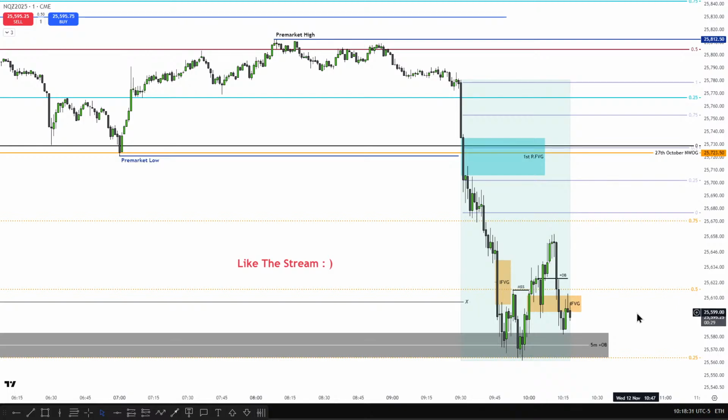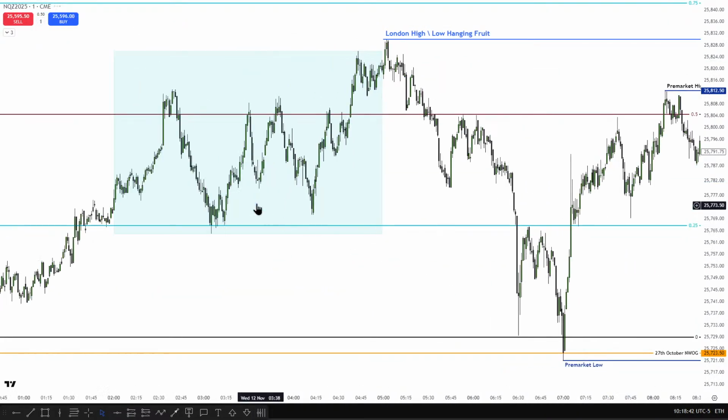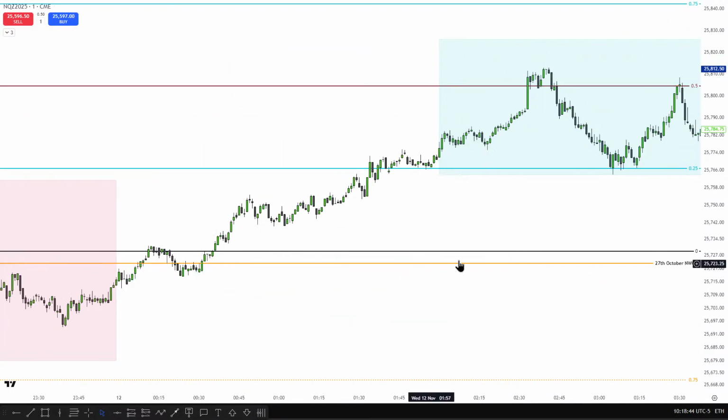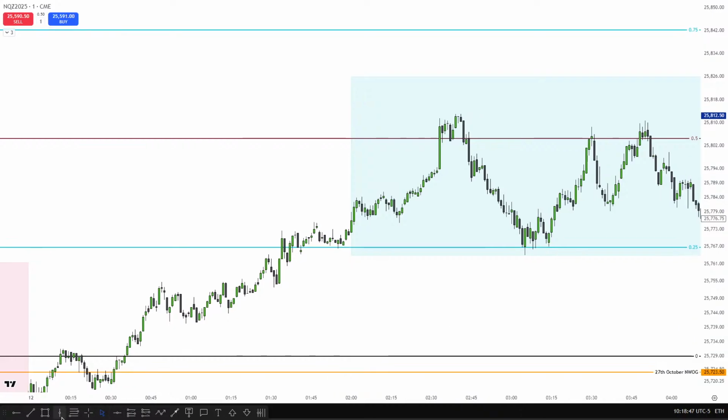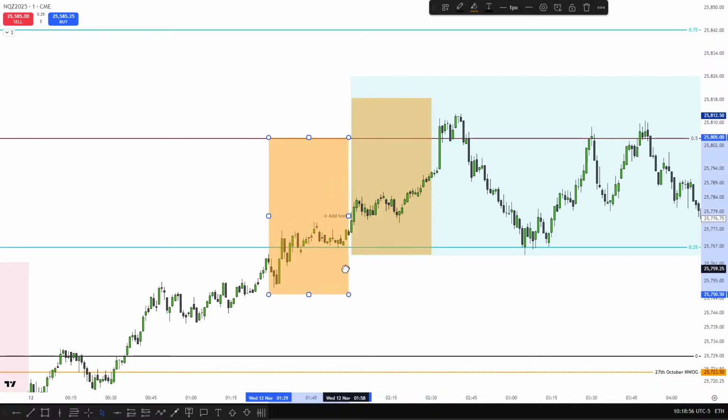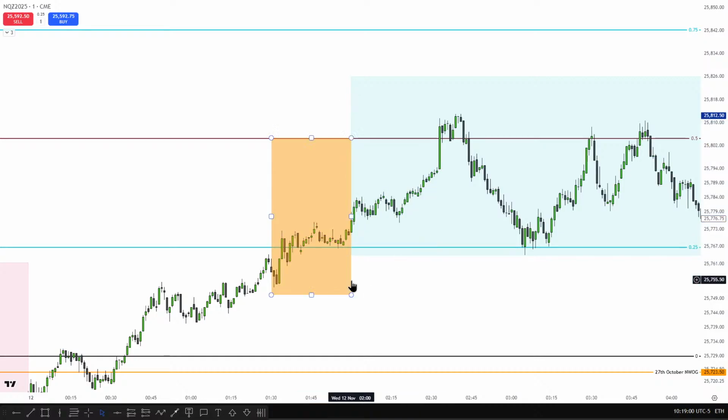So I've been using the first 30 minutes of the London session rather than the first 30 minutes before London session. What I used to do is use the first 30 minutes of trading in London, like this, 2 o'clock to 2:30. But ICT is saying you actually have to use 1:30 to 2, which is new.